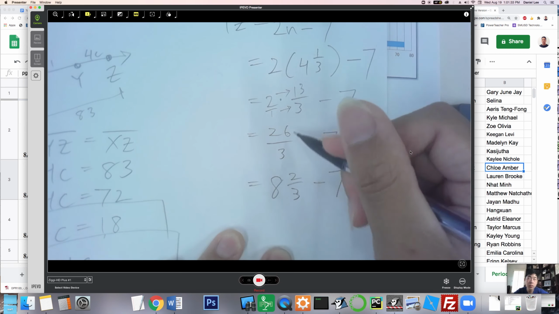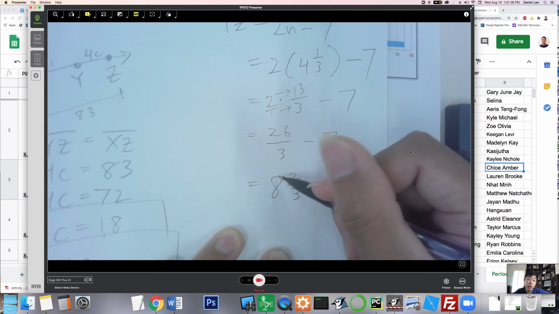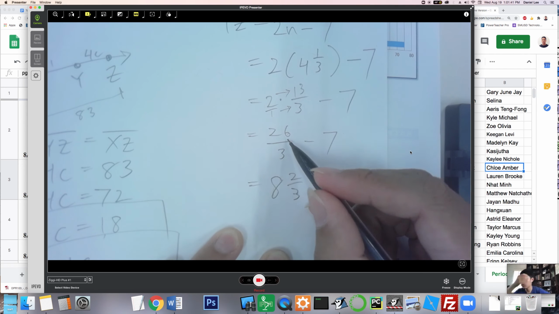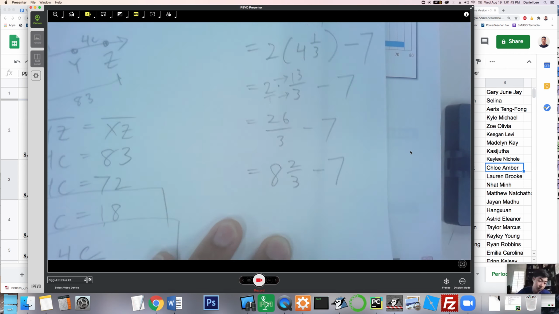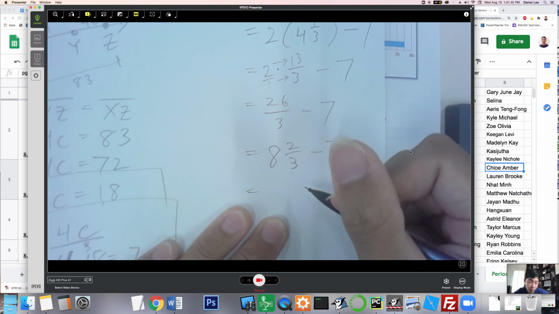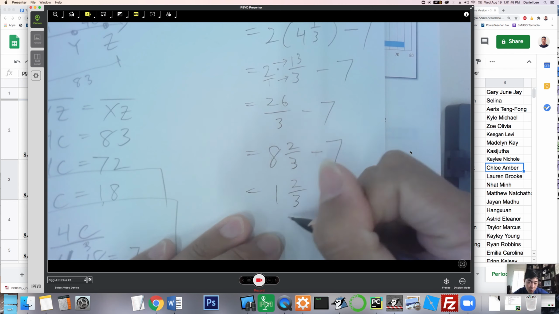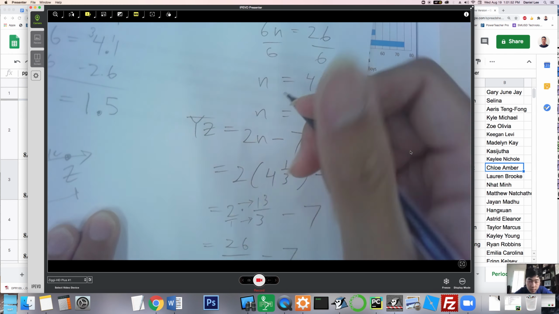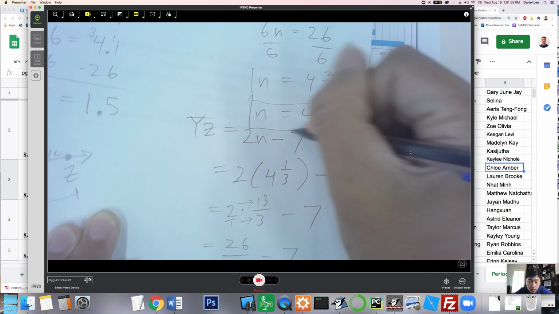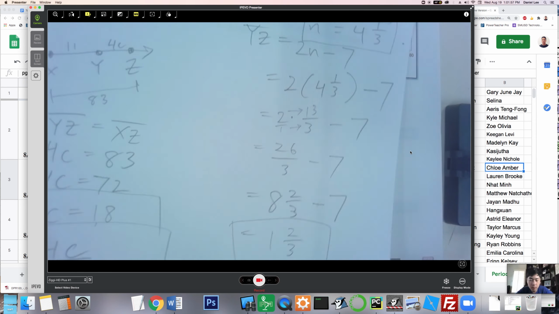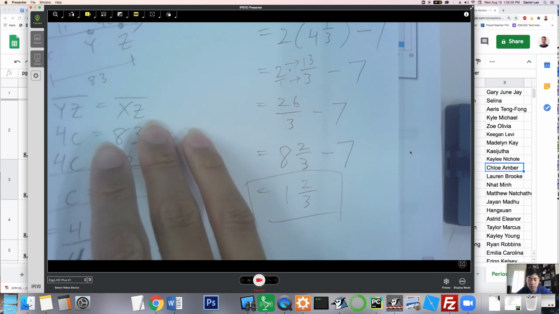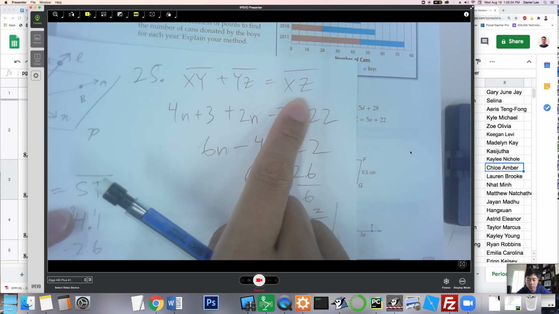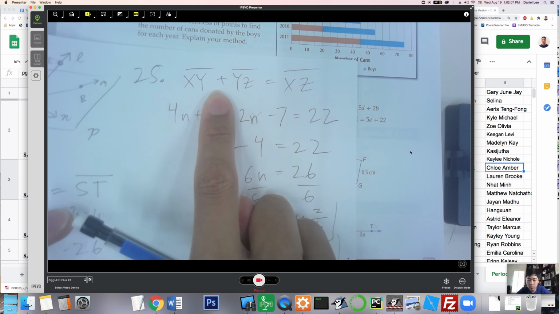If you see how many times 3 goes into 26, that's 8 times, and that's 24. So then we need 2 more to get from 24 to 26. That's how I got that 2 on the top. And then finally, we go ahead and subtract. So we get 1 and 2/3 as the value of yz. And then we have the value of n, which is 4 and 1/3. Okay, so what it all boils down to is this: a segment is equal to the sum of its parts.